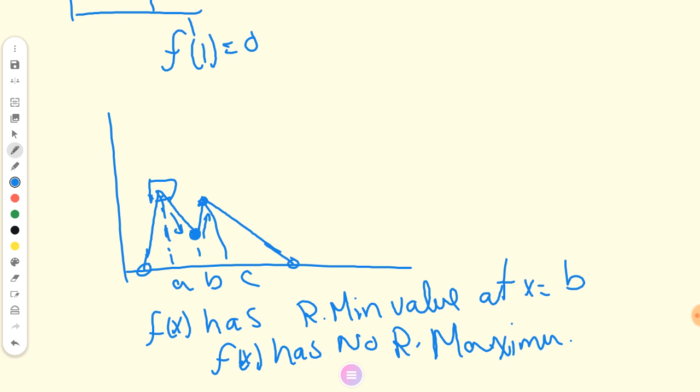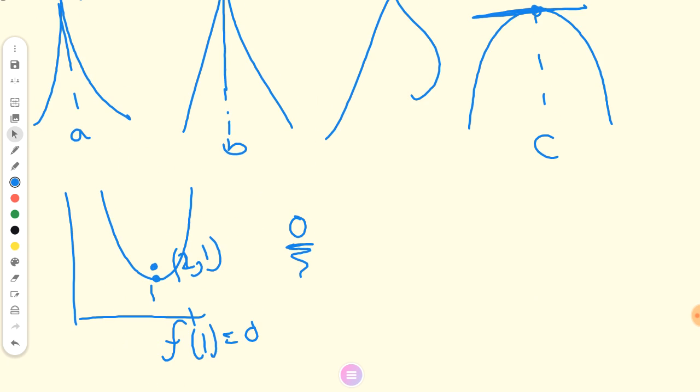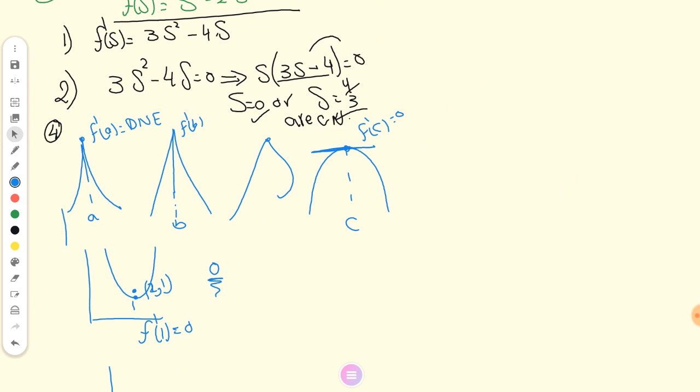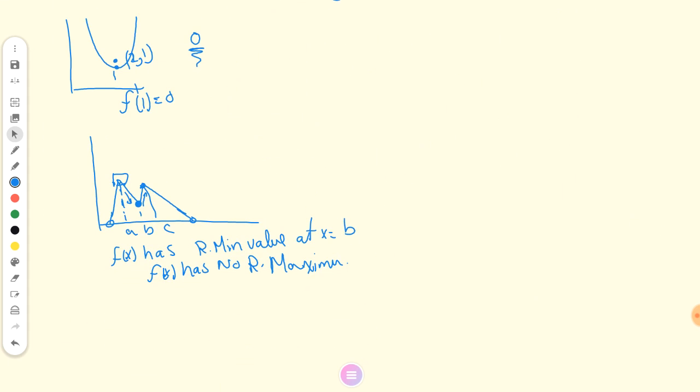Clear? Like this graph, if I give you a graph to identify the extrema, as you know, the function must be defined at the extrema. If the function is not defined, it has no extrema at A, so it has no relative maximum. That is the fifth kind of question. Maybe we will see questions like them in the exam.